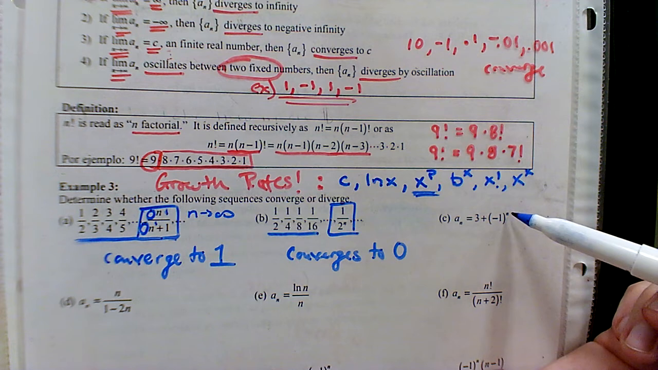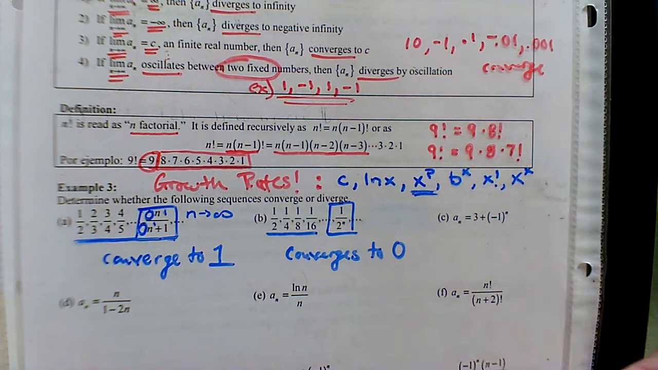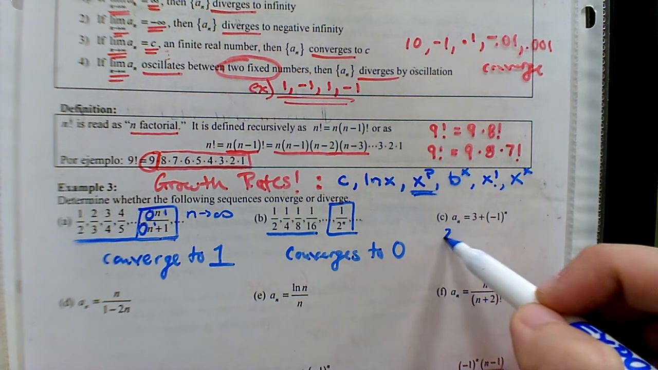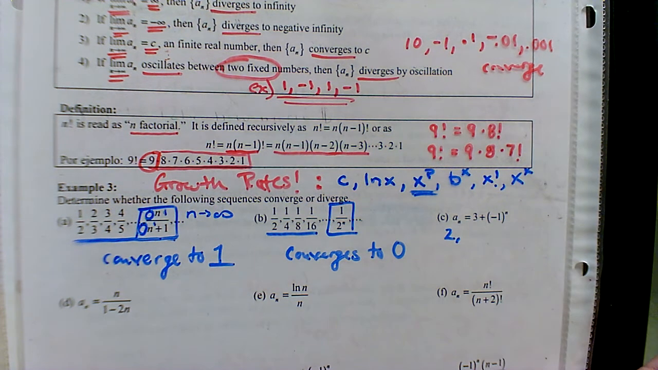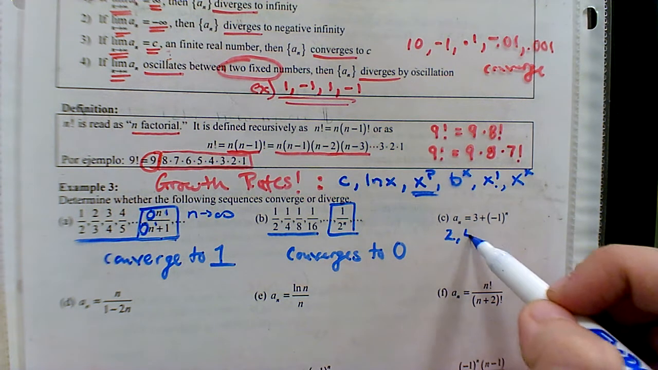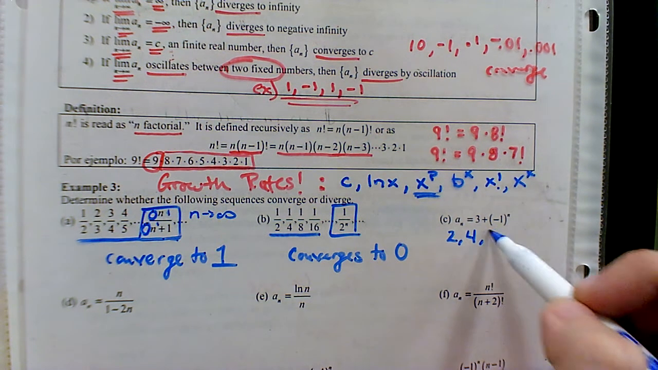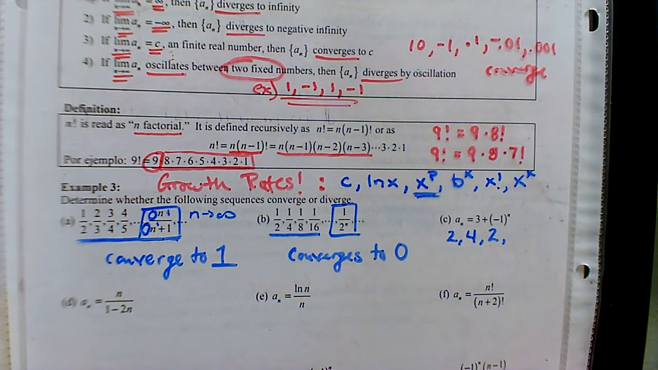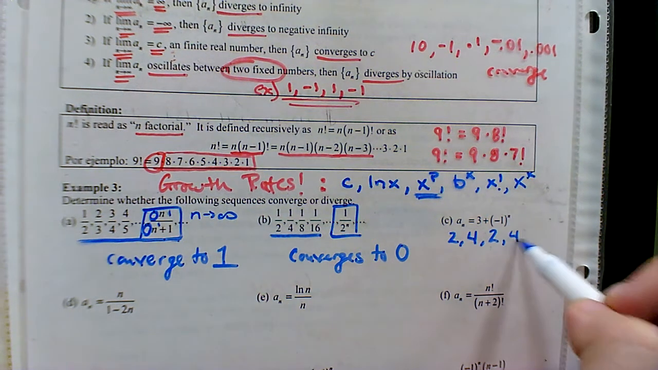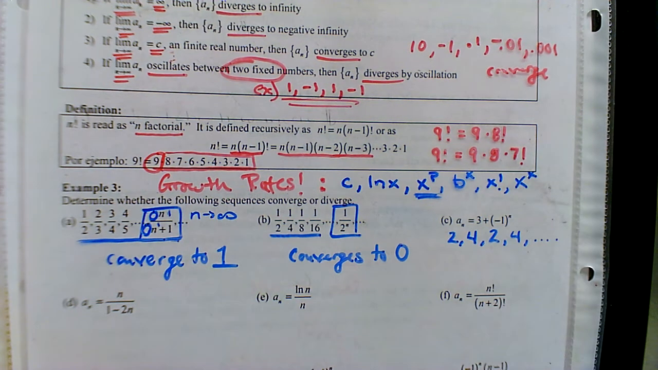If we plug in 1, we'll have 3 minus 1, which is 2. If we plug in 2, we'll have 3 plus 1, which is 4. If we plug in 3, we'll have 3 minus 1, which is 2. If we plug in 4, we'll have 3 plus 1, which is 4. You could do more if you wanted to, but is that enough for us to determine what's happening?